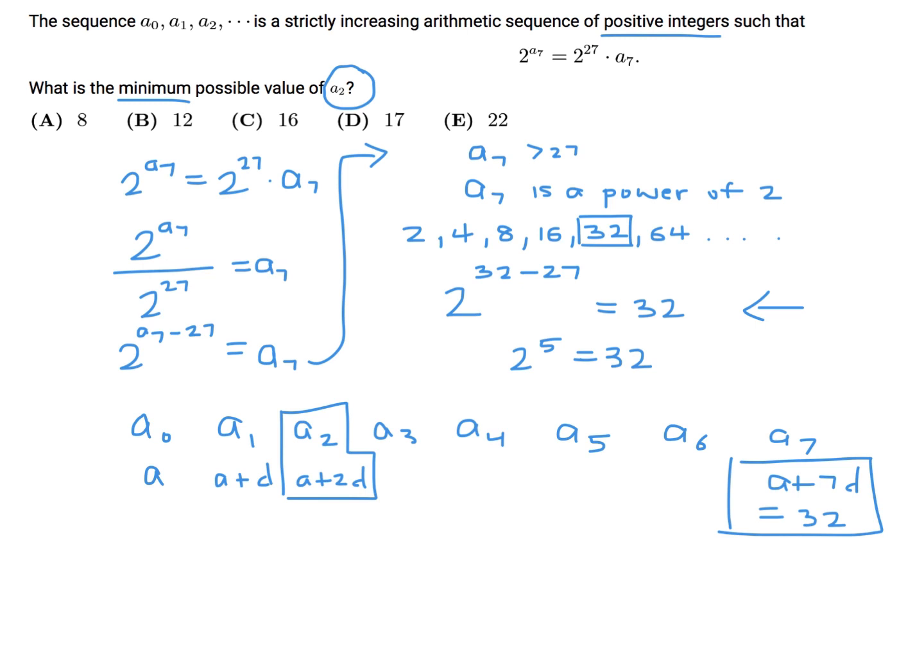So if D, for example, was 4, this would become A plus 28 is 32, which would mean that A is 4. And I think that's the maximum D, because if I made D anything bigger, I would get a negative value for A. So I think A equals 4 is about as low as I can go. So plugging that back into here, this would be 4 plus 2 times 4, which is 12. And I think that's it. So that would be B.